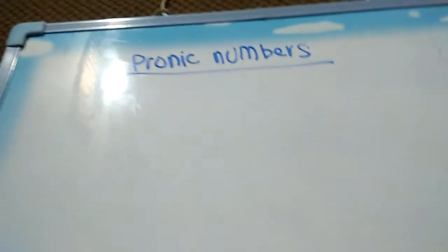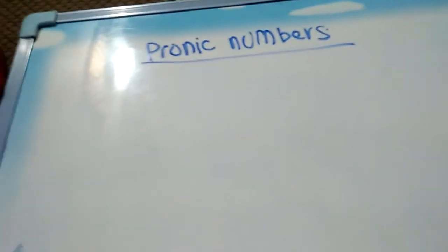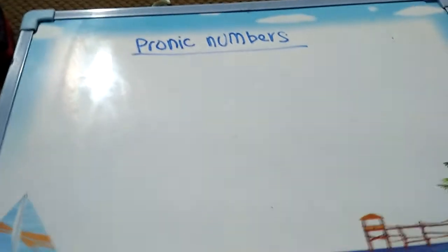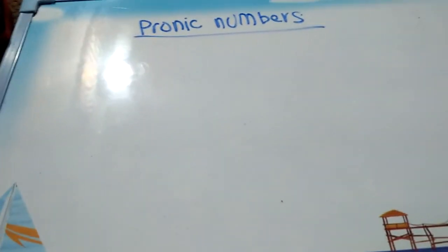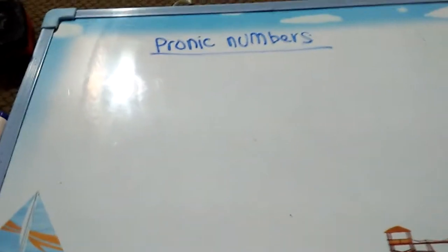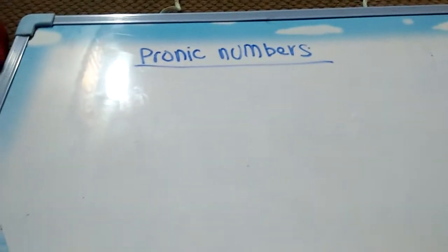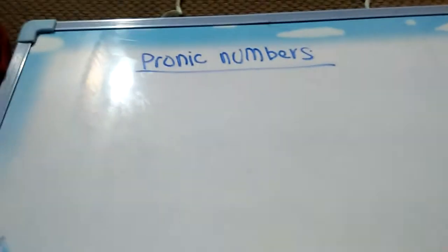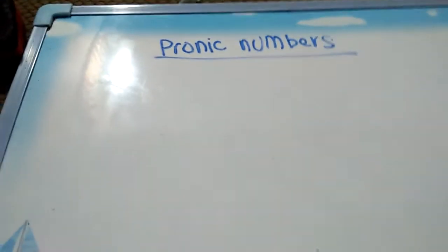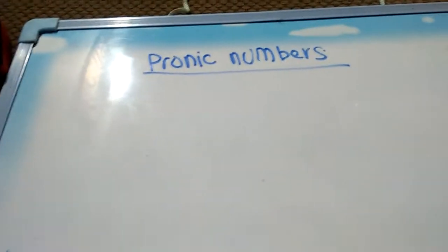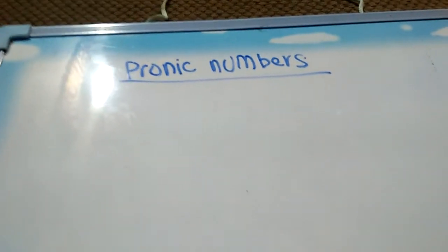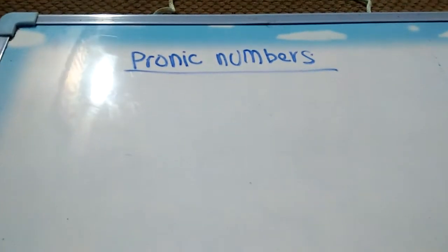In this video, I'm gonna tell you about Pronic numbers. A Pronic number is a number which is the product of two consecutive integers, meaning two neighboring numbers. A Pronic number is also called a primitive pseudo-perfect number and an oblong number.